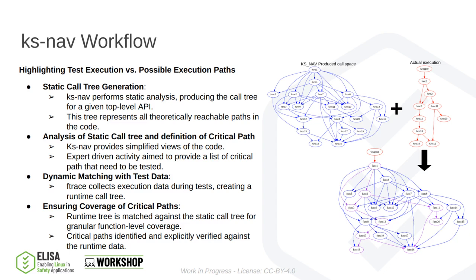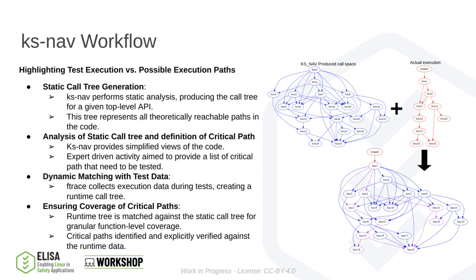But here's where things get interesting. Not every path in this map is crucial for our goals. This is where human expertise comes in. We need people, not just tools, to define safety-critical paths. ks-nav helps here by simplifying the code structure, making it easier for experts to zero in on what matters most. It is not automagic. It is a partnership between the tools and the human brain.